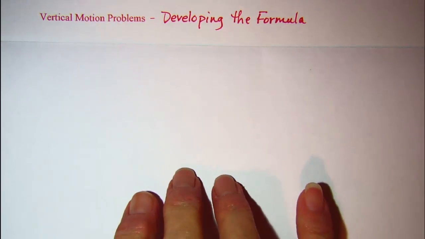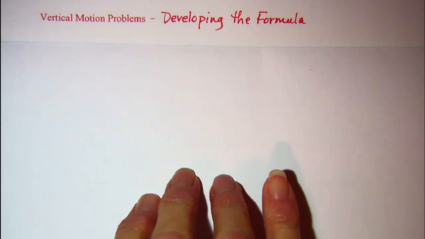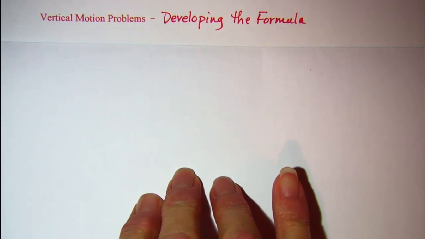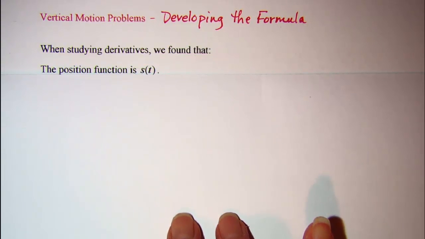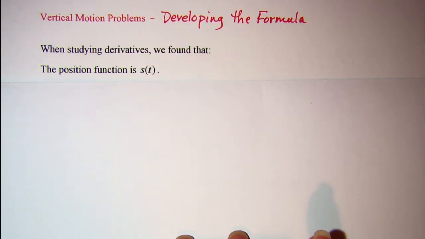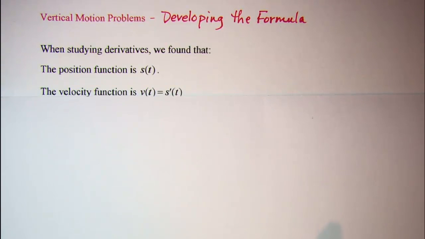In this video, we will be developing the formula that we can use to solve vertical motion problems. When we were studying derivatives, we found that the position function is called s of t. The velocity function is called v of t, and you can get that velocity function by taking the derivative of the position function.